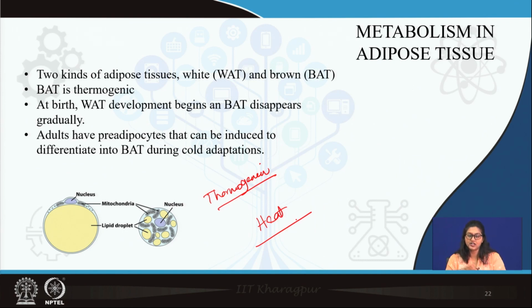prevented from cold exposure. Now, in case of adults, as I told, there is very minimal amount of brown adipose tissue present, but during cold exposure, chronic cold exposure, cold adaptation can be there, where there are pre-adipocyte tissue which can be differentiated to brown adipose tissue even in case of adults.